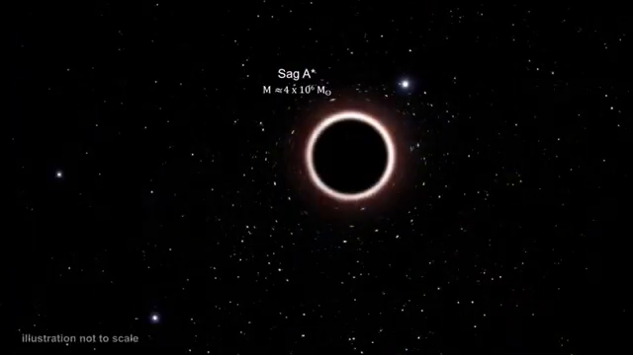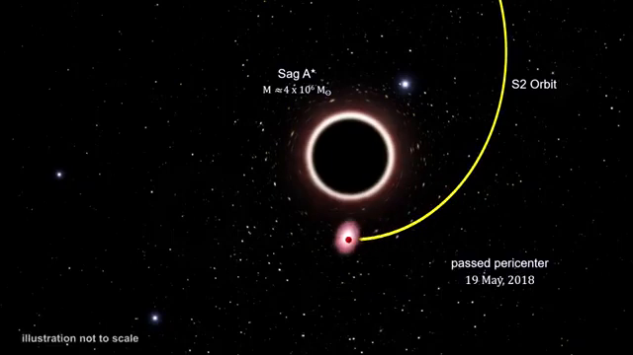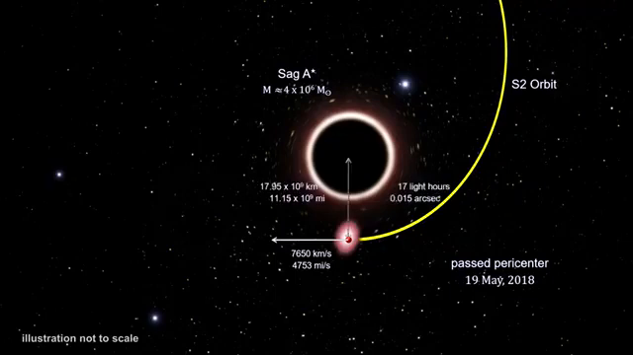These new instruments followed S2 very closely. At the start of 2018, it was accelerating towards Sag A star, reaching relativistic speeds. On May 19th, it reached the closest approach, pericenter. At that point, it was traveling at 7,650 kilometers per second, or 4,753 miles per second. That's almost 3% of the speed of light.